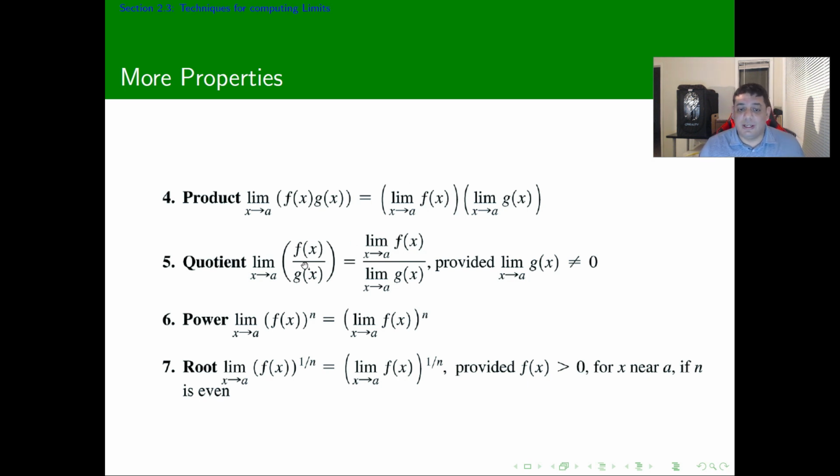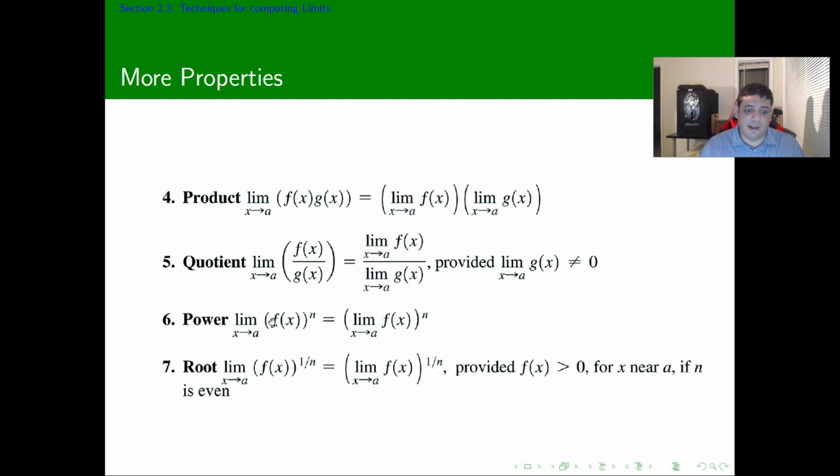And with the quotient, we gotta be careful. We just gotta be really mindful that we don't have a denominator that becomes 0 when we're taking the limits. When we plug the function in at this point a, this cannot be 0. Okay? So if that doesn't happen, then I can say, well, the limit of a quotient is just the quotient of the limits.